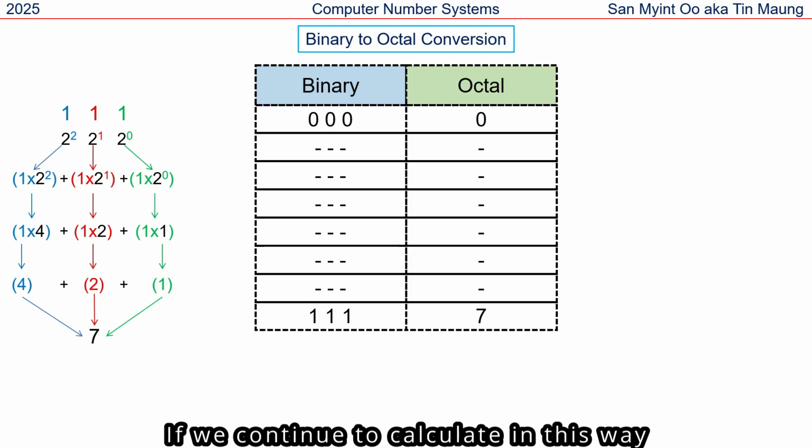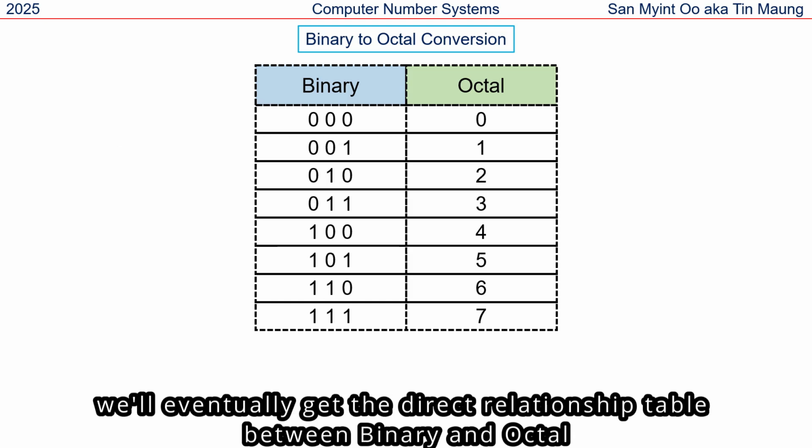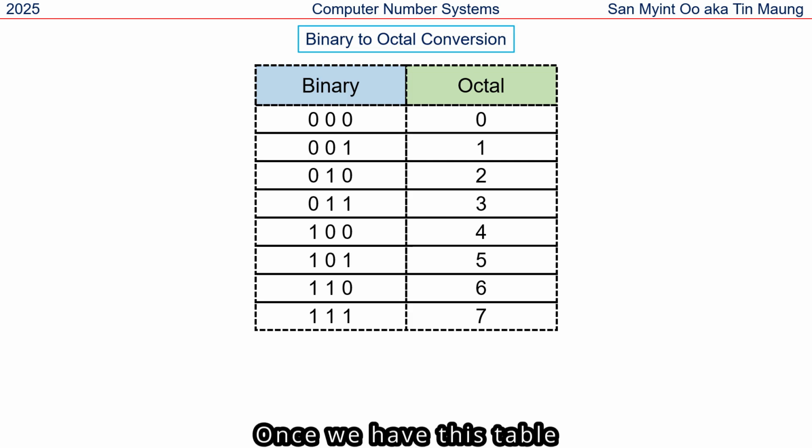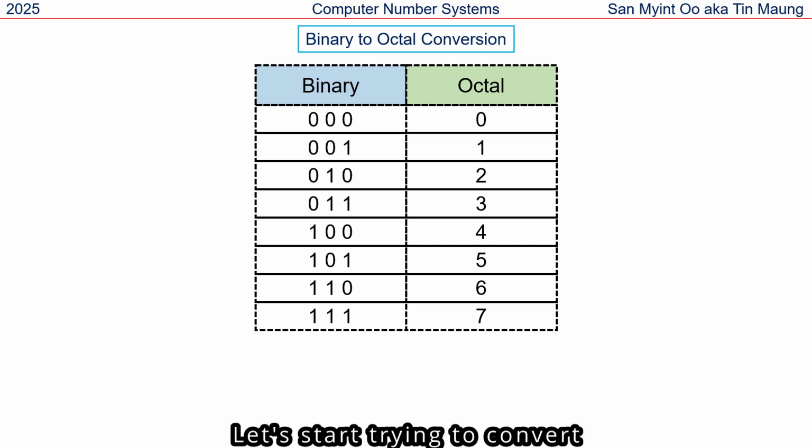If we continue to calculate in this way, we eventually get the direct relationship table between binary and octal. Once we have this table, binary to octal conversion will become very easy for us. Okay, let's just try to convert.